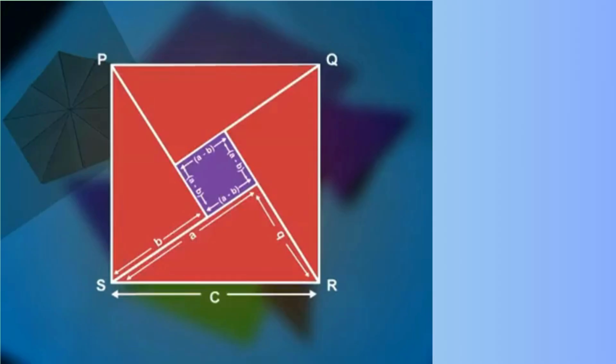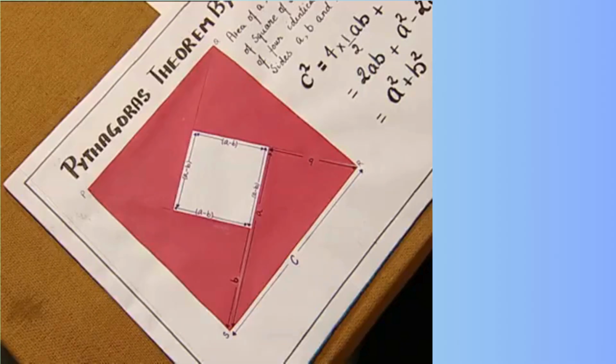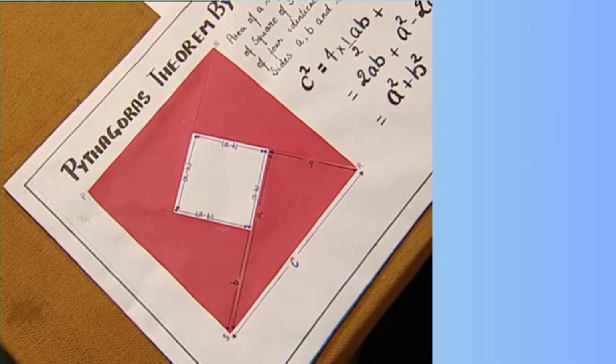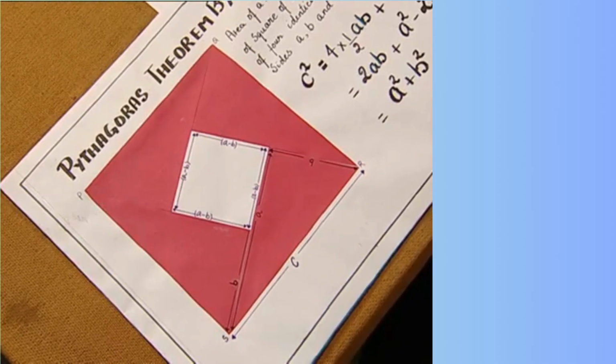Let us name this square as P, Q, R, S. Here we can see that inside the square there is one more square whose side length is A minus B units. Now, area of square PQRS is equal to the area of the square of side A minus B units added to the area of 4 identical right angle triangles of sides A, B and C units.